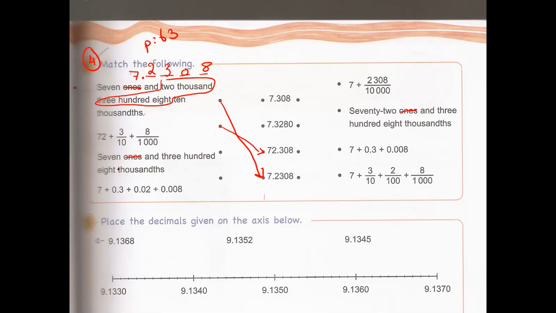7 and 308 thousandth. So how many digits are in the decimal part? We have 3 digits. 7 and 308. So the first one, just read it in a correct way. The remaining number is the last one.